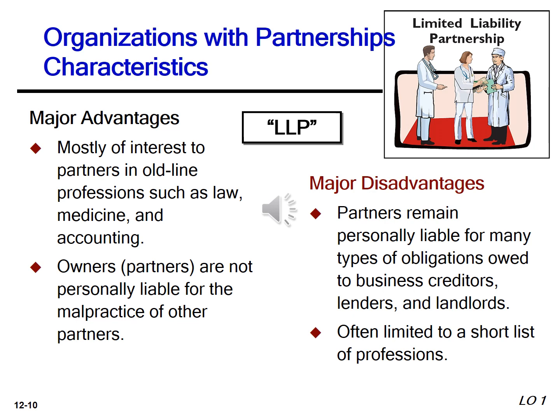The third partnership type is limited liability partnership. An advantage of this type of partnership is that it is mostly of interest to partners in old line professions such as law, medicine, and accounting, and that the partners are not personally liable for the malpractice of other partners. On the other hand, a disadvantage of this type of partnership is that the partners remain personally liable for many types of obligations owed to the business creditors, lenders, and landlords, and that it is often limited to a short list of professions.